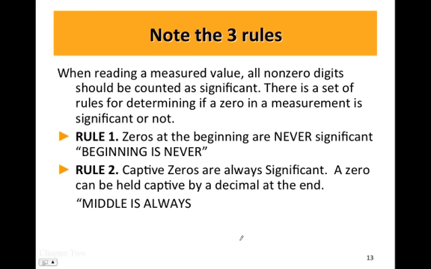The first rule says that zeros at the beginning are never significant. So if we look at a number that starts with zeros, we know that we can get rid of them because they're not significant. With or without a decimal, it doesn't matter. Rule 2, captive zeros are always significant. That's a zero in between 2 non-zero numbers, or in between a non-zero number and a decimal if the decimal comes later.